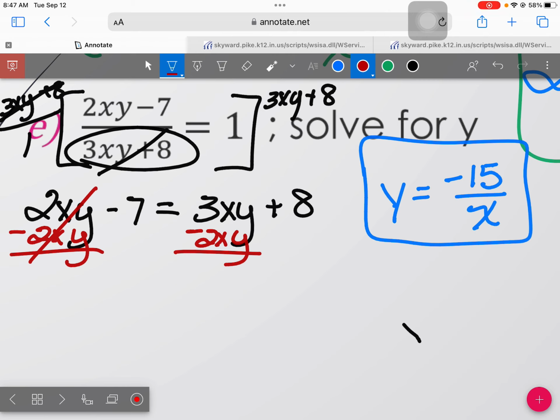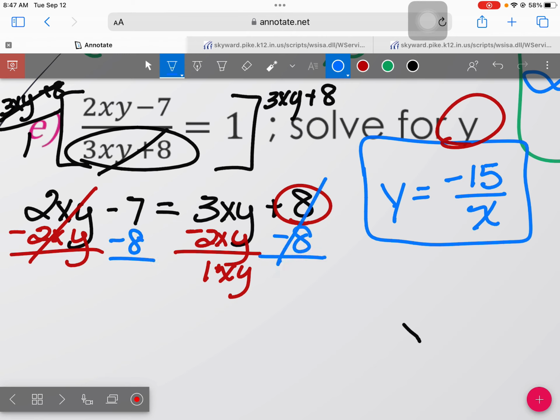And then finally, divide both sides by x. We are solving for y. We're trying to isolate. It's now being multiplied by x. So divide by x. The x's simplify out. And y is equal to negative 15 divided by x. Very nice.